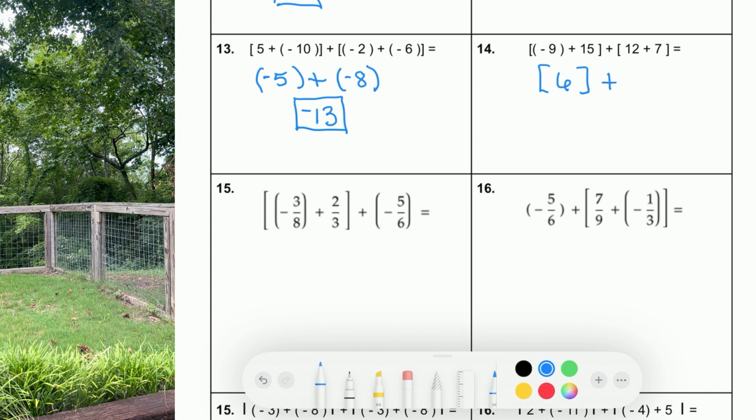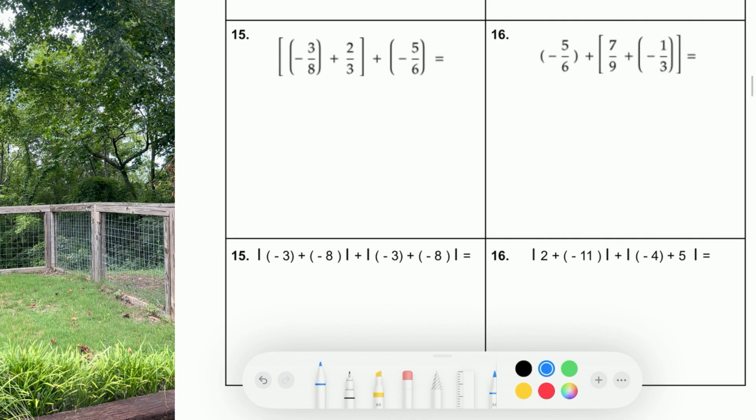12 plus 7, they're both positive, so we're just going to add them and keep them positive. So 12 plus 7 is 19. 6 plus 19 is 25. And since they're both positive, it's a positive 25.